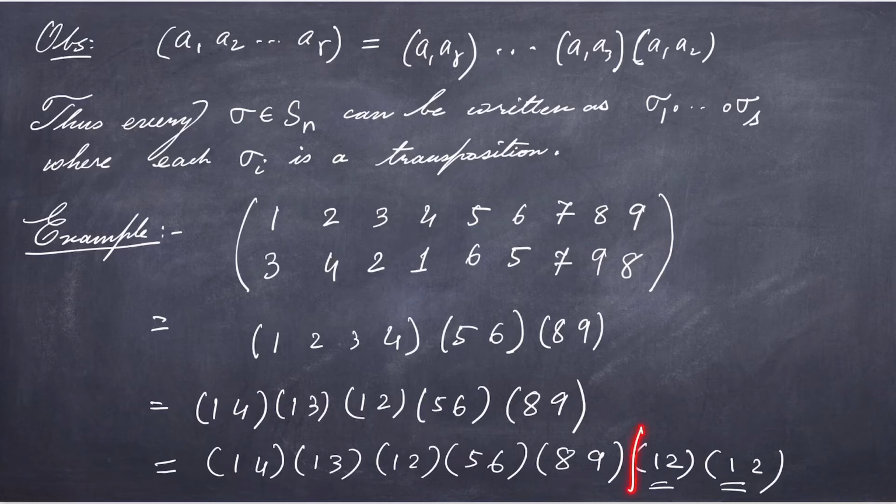The reason for that is, since (1 2) being a transposition is of order 2, it's a self-inverse. So the product of the rightmost two terms will be the identity. So adding this transposition twice here does not make any change. Thus earlier it was written as a product of 5 transpositions, and now it is written as a product of 7 transpositions.